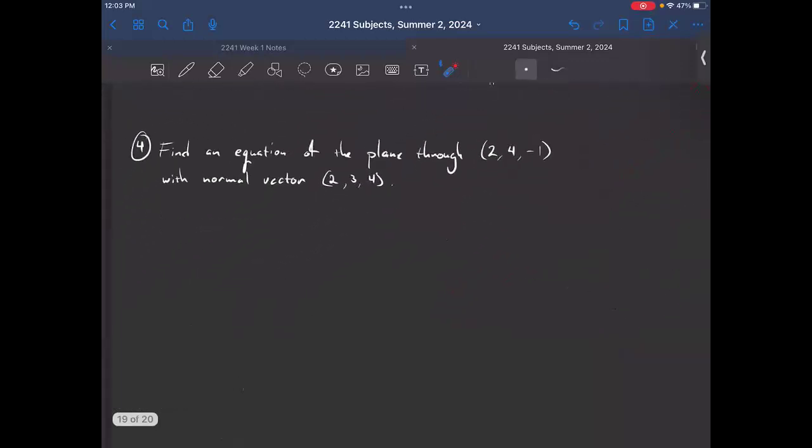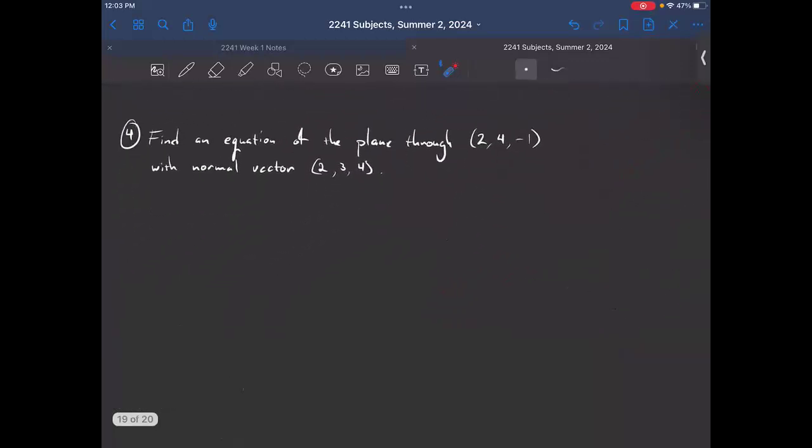All right, so that's our problem number 3. Last one on this page, problem number 4. We want to find an equation of the plane through 2, 4, minus 1 with this normal vector. This is our first example with a plane. So what do we do? Okay, well, I'm given a point. I'm given the normal vector.